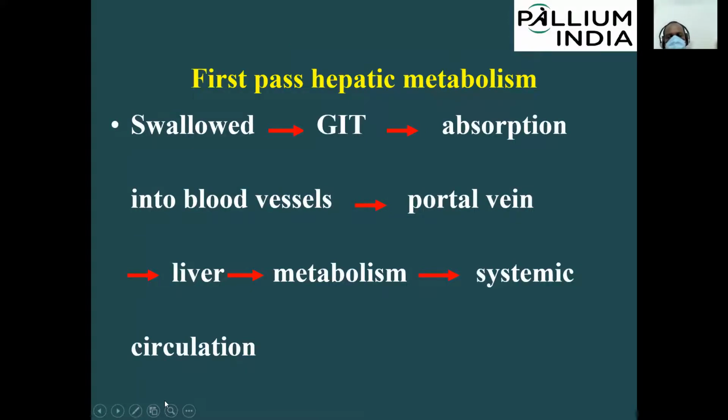And after absorption, what happens? So you swallowed the morphine tablet, it will go into the gastrointestinal tract. From the second part of duodenum, it is absorbed into the blood vessels of the intestine. And then from there, it will go into the portal vein. And from portal vein, it will go into the liver where metabolism of morphine takes place. And the metabolites are liberated into the systemic circulation.